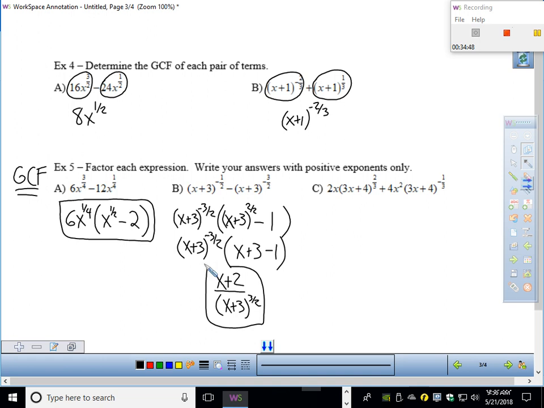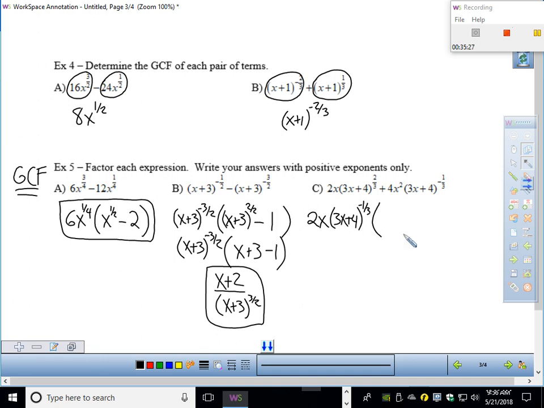Let's keep it rolling. Letter C, 2 terms, separated by that plus sign. Let's do GCF on this. So, I have a 2 and a 4. Let's take out the 2. I have an x and an x squared. Smaller one is x. Let's take it out. I have 3x plus 4 to the 2/3, 3x plus 4 to the negative 1/3. So greatest common factor, don't think too much about it. It's just the smaller of the 2.